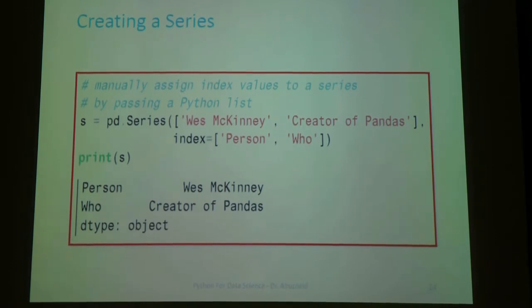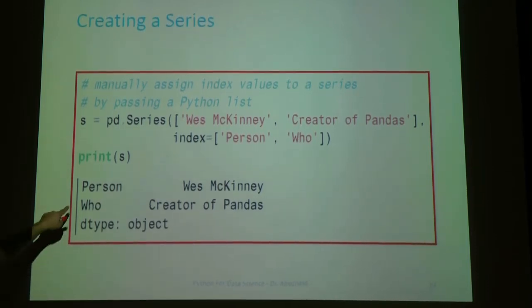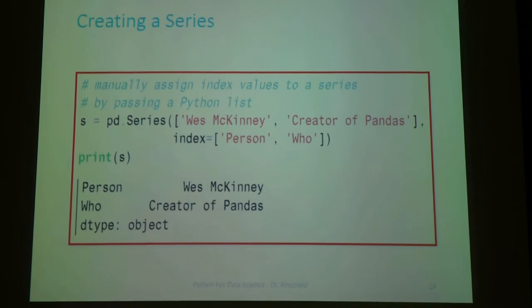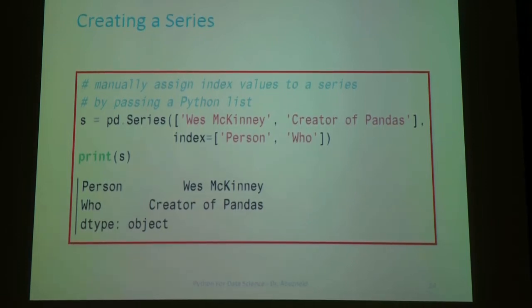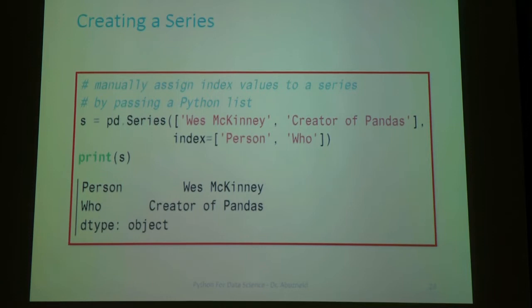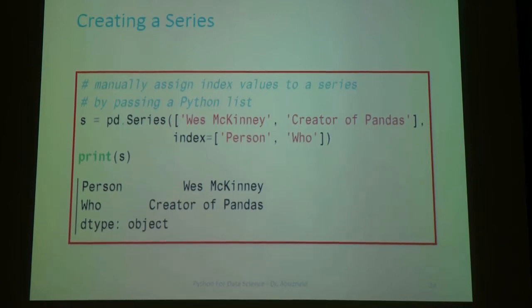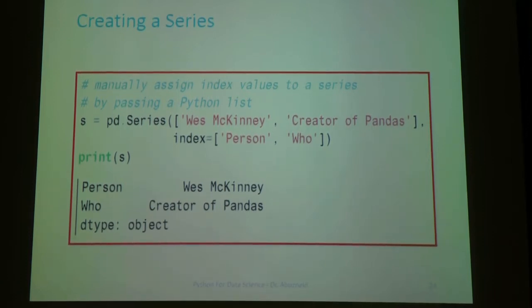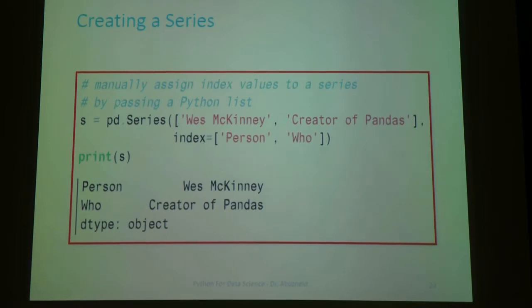However, in our example here, the index label is completely different from the index number. Index label is what you see with your eye. What is in here? Person who? What are the index numbers? 0, 1. Alright, for loc, you have to use the index label. For iloc, you have to use the index number. Simple.